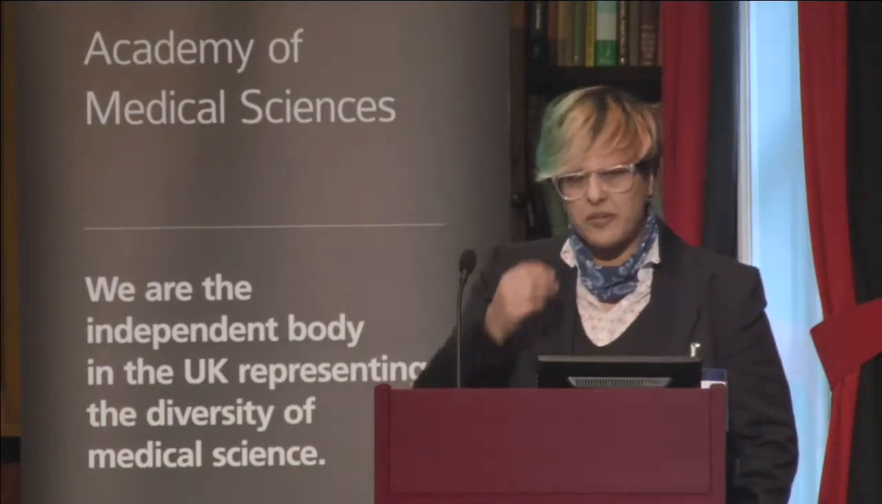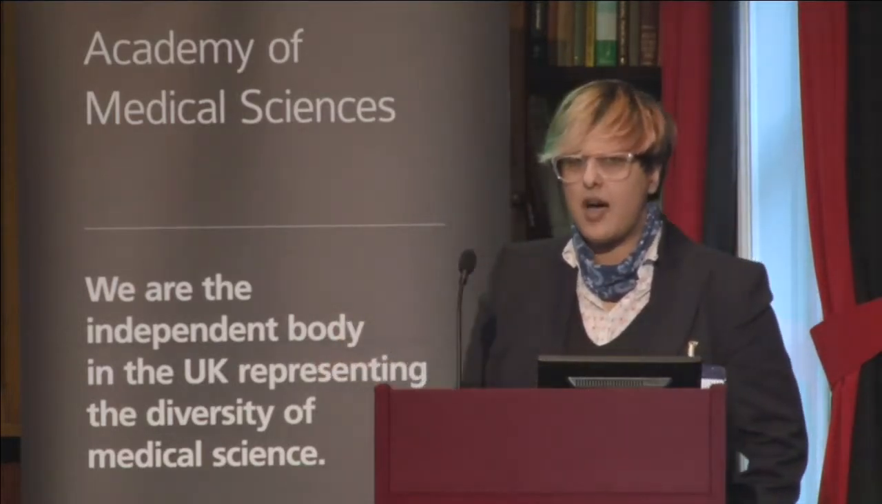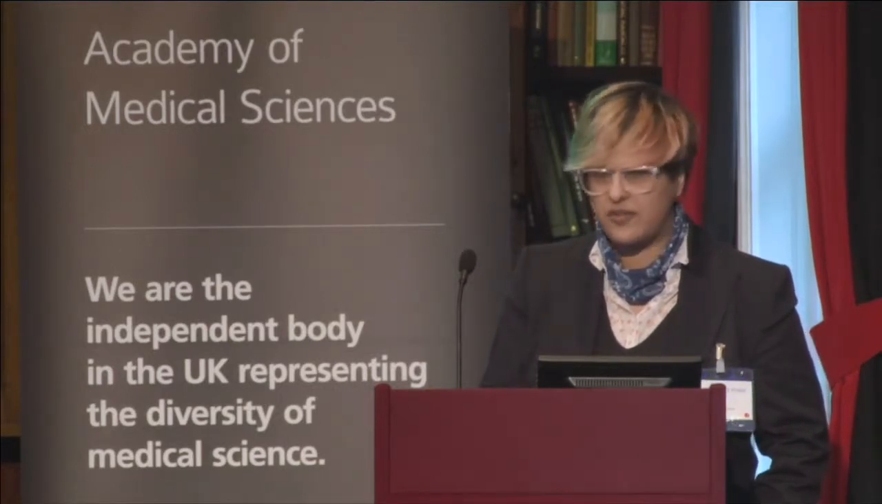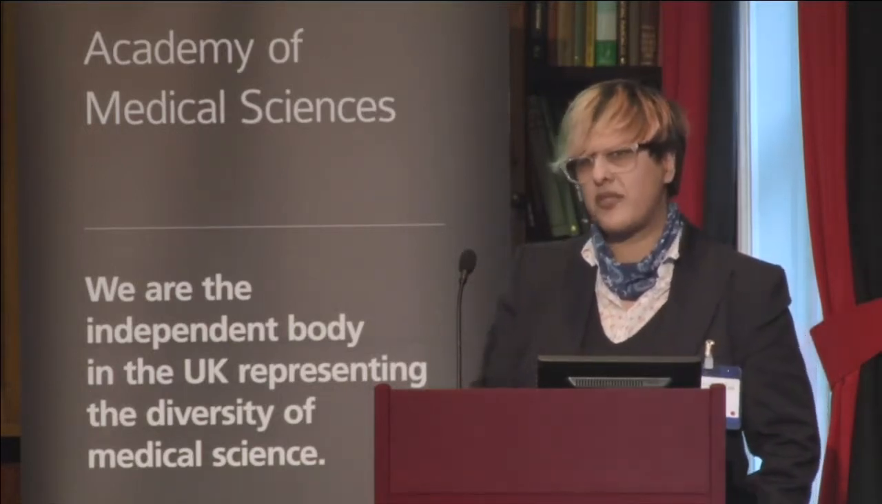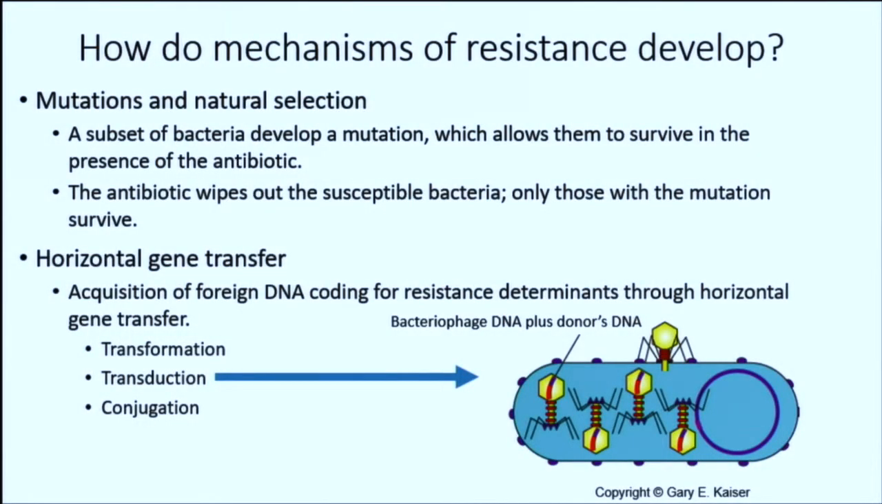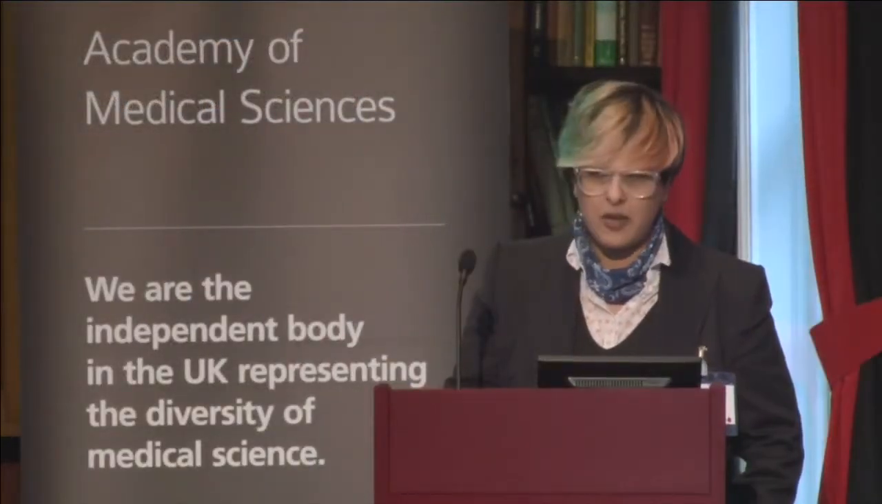Following on from that, we've already heard in this session a lot about how mechanisms of resistance develop, and we can divide them into two broad categories. We can have a vertical development, with mutations and natural selection. So resistance develops from the parent to the offspring, whereby a subset of bacteria may develop a mutation that allows them to survive and thrive in comparison to the ones that don't have this favorable mutation. In effect, the antibiotic will wipe out the bacteria that don't have the mutation, and the ones that do will survive and go on to thrive.